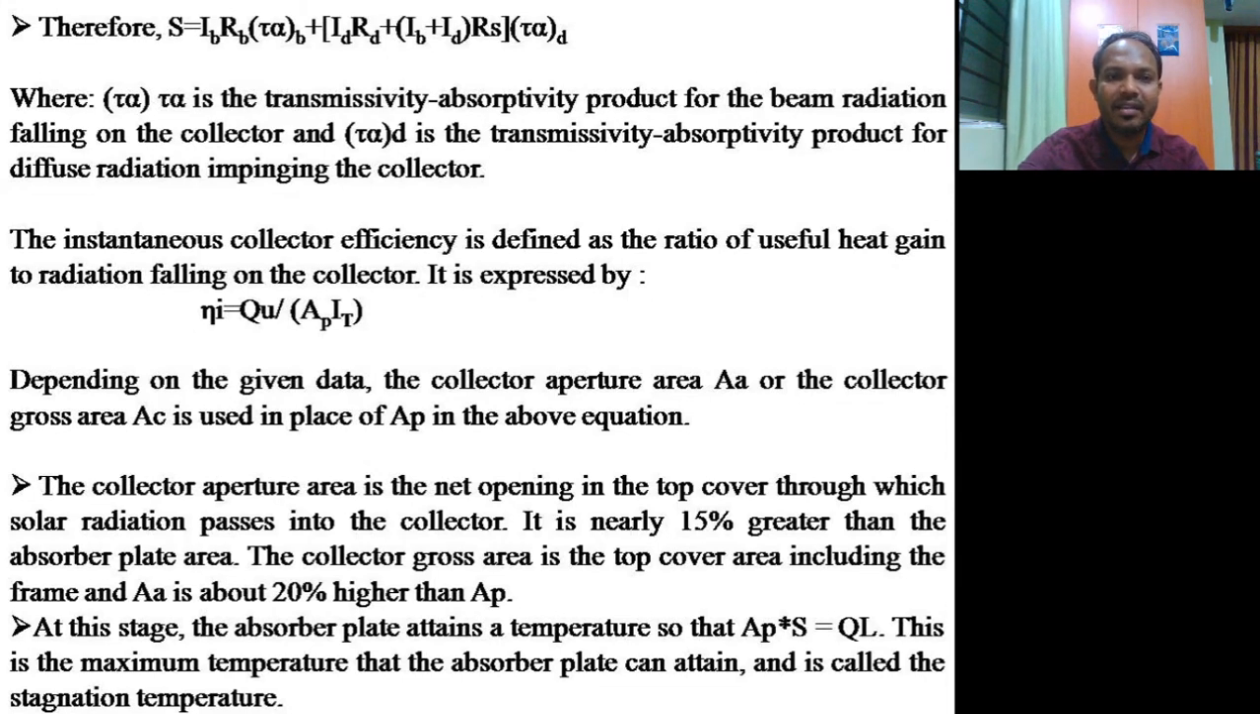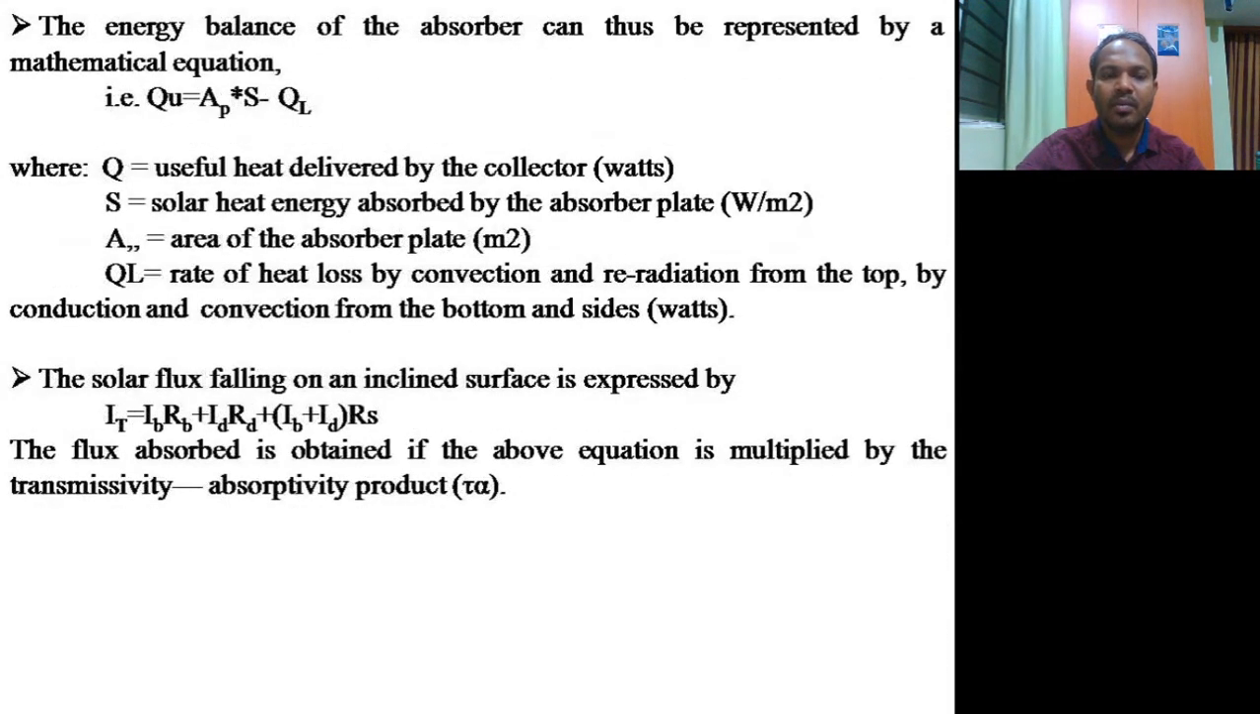The instantaneous collector efficiency is defined. Once again, this is the formula that we popularly use. The instantaneous collector efficiency is defined as the ratio of useful heat gain to radiation falling on the collector. It is expressed by eta instantaneous is equal to Qu divided by AP into IT. Now, this Qu is nothing but what we have achieved here.